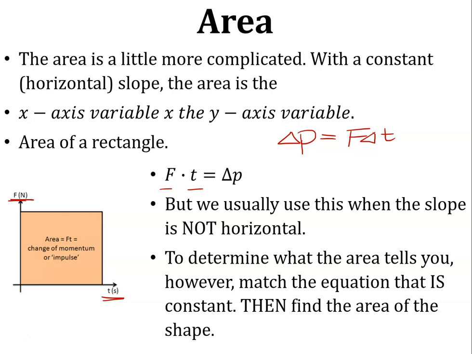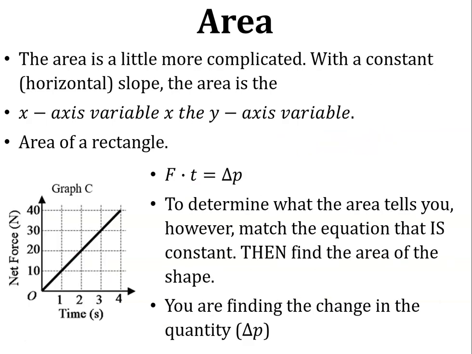Now, usually when we find the area, we have a slope that is not horizontal. So to determine what the area tells you, you still match the equation as if it is. You just do your y-axis times your x-axis, and then find out what that matches. But to find the number, you have to do the area of the shape. So for example, with this one, it's our triangle. So the area would be 1/2 the force times time, the height times the base. So that area is still going to tell you the delta P, but since the force isn't constant, the fact that it's a triangle instead of a square is what accounts for a non-constant force.